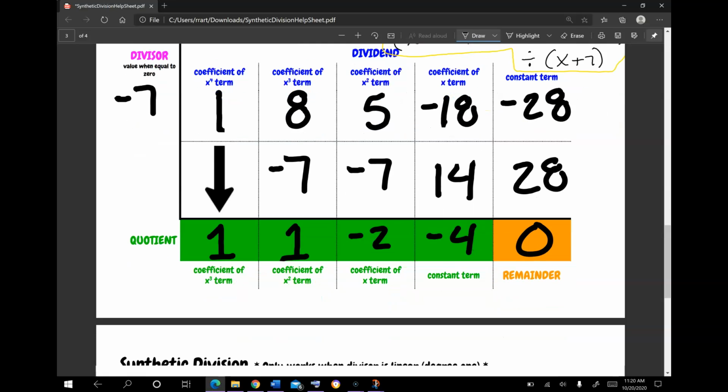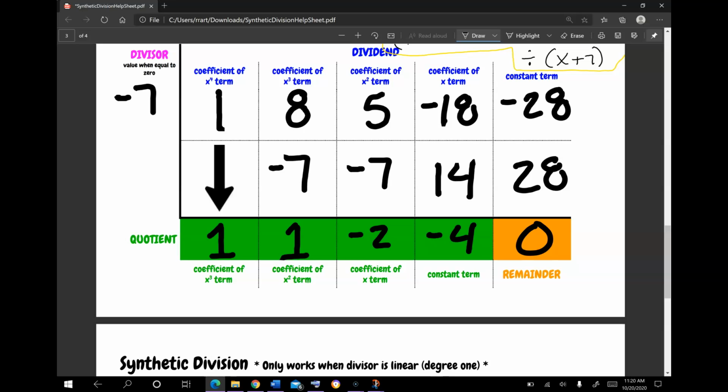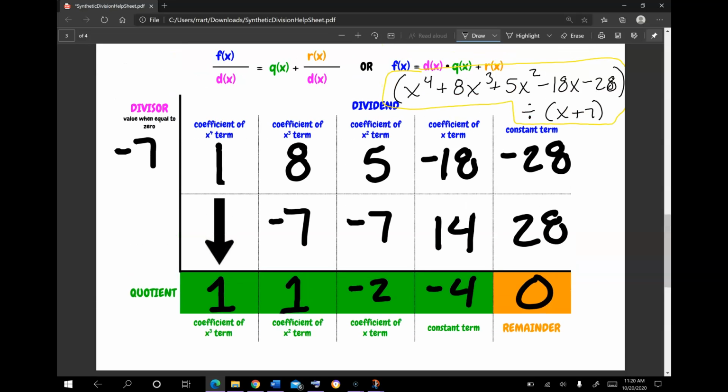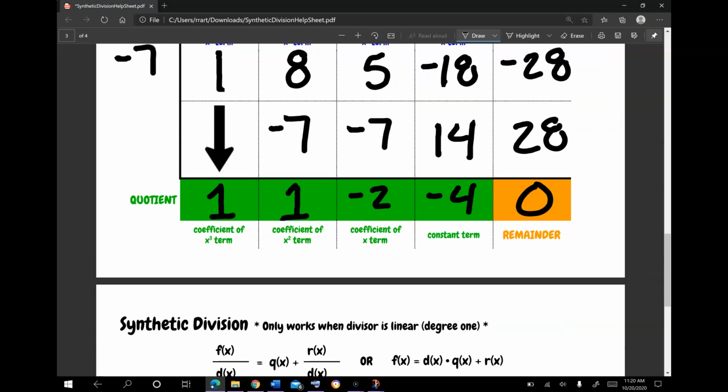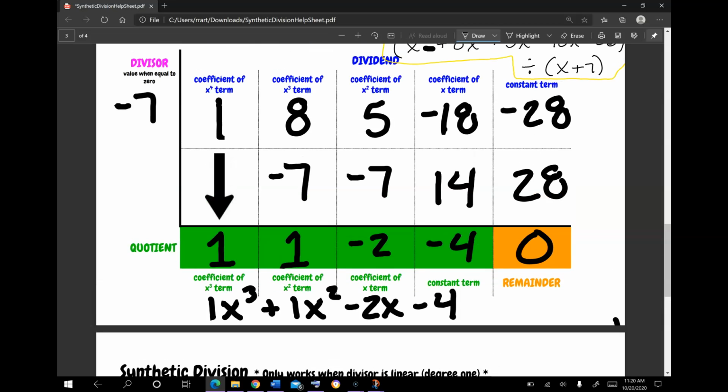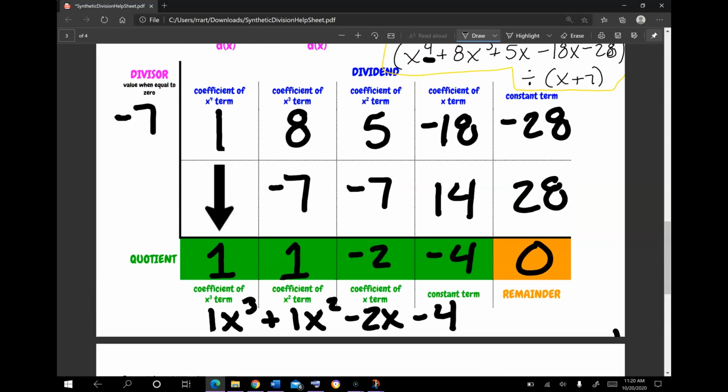And then I'm going to write this out, and to write it out, we started with x to the 4th. See how we started with x to the 4th? So that means our answer is going to be x cubed. So this is going to be 1x cubed plus 1x squared minus 2x minus 4, and then your remainder is nothing, so you don't have to write it. You only have to write a remainder if it's not 0. So that's how you do a guided way. So now let's go back and do some more examples.